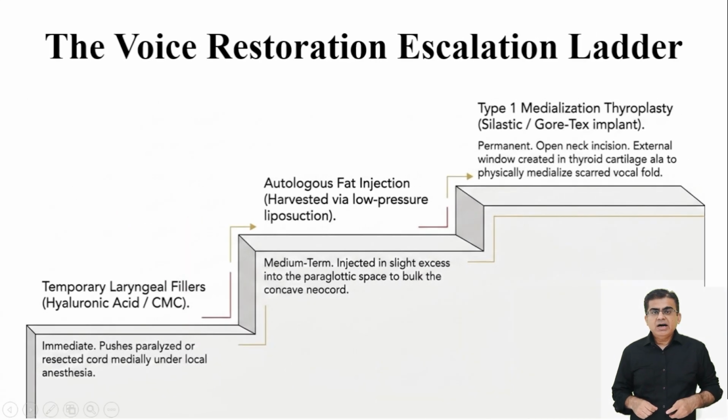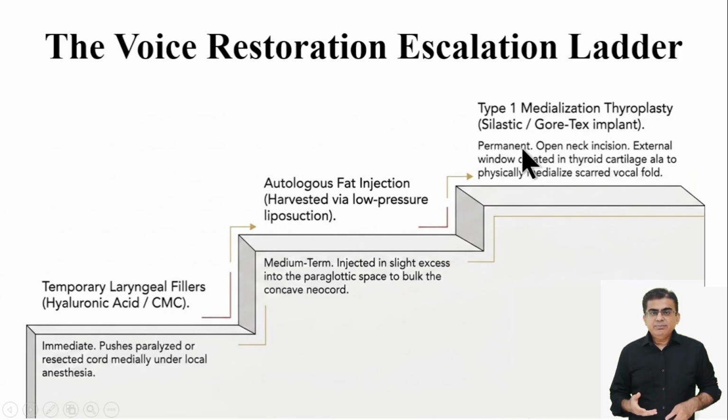Let us now look at how we actually fix a weak voice after a deep laser surgery. This is the voice restoration escalation ladder. When we perform deep resections, we leave a concave gap that causes aerodynamic glottic incompetence. This simply means air constantly leaks out when the patient tries to speak. To fix this lost soft tissue bulk and restore glottic closure, we use a step-by-step approach.